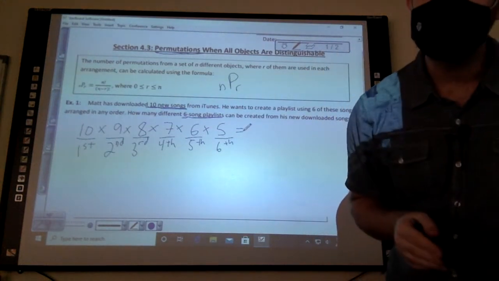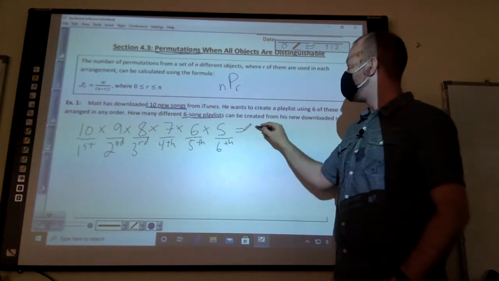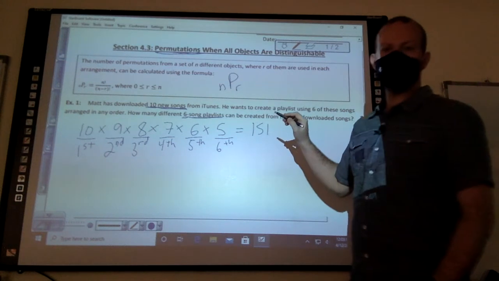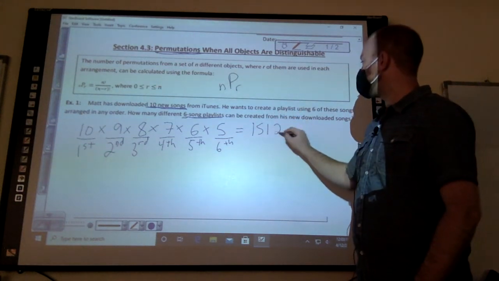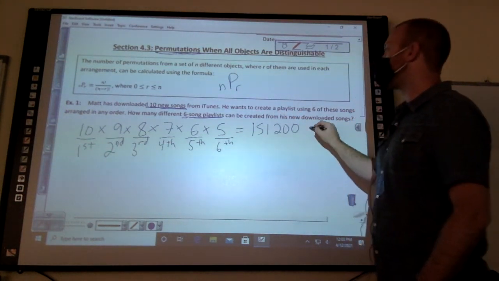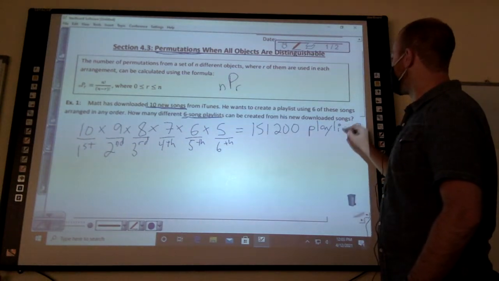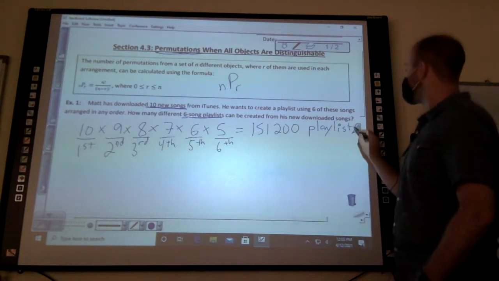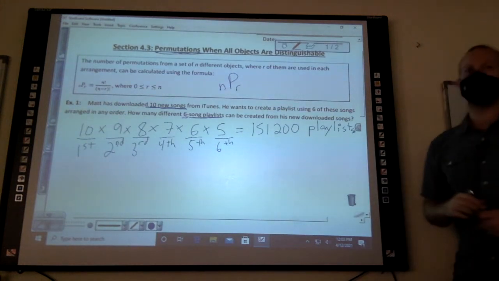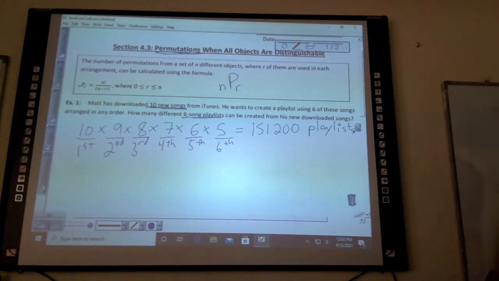If I do this, it gets me a really long number, 151,200. So this is the number of playlists that I could have. So this is the long way. This is setting out, okay, how many spaces do I have? How many songs do I have? Write it all out.